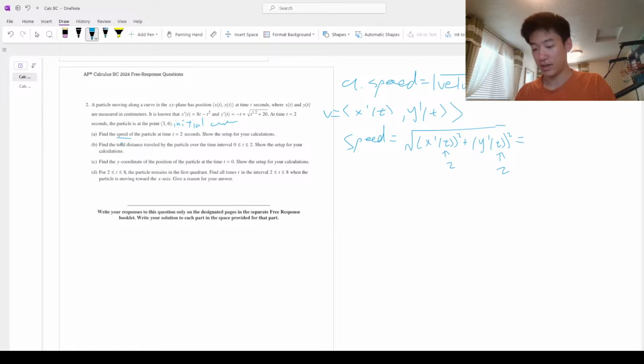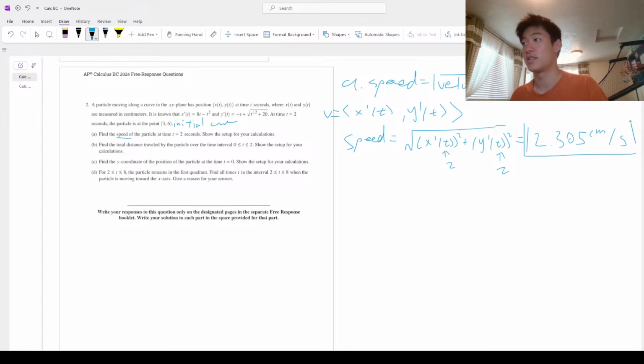Square root of t, or x to the 1.2 plus 20, and that's also squared. Okay, so once you have that, you can just do in your calculator alpha and then trace y1 and then put parentheses. Y1 is basically a function, y1 of 2, and that's 12.305 centimeters per second.